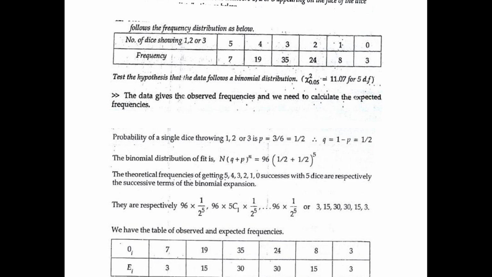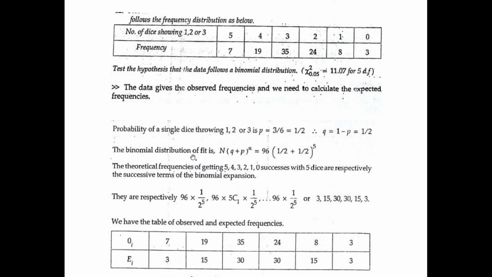We have discussed this binomial distribution. The binomial distribution is given by N times (P plus Q) whole power n. N is 96 because a die is thrown 96 times, and P and Q values are half. So let's continue. The theoretical frequencies of getting 5, 4, 3, 2, 1, 0 successes with 5 dice are respectively the successive terms of the binomial expansion.